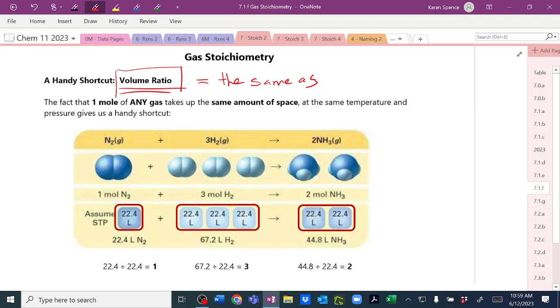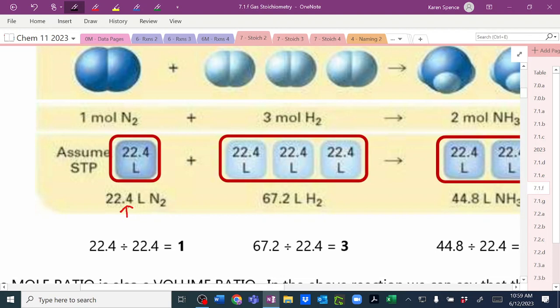It's the same as the mole ratio because equal numbers of moles occupy equal amounts of space. Yes? Because if we have 22.4 liters of NH3, let's zoom in there. 22.4 liters of NH3, let's assume we are at STP. How many moles is that? How much is 22.4 liters of a gas at STP? How many moles? 1 mole. So that's 1 mole of N2.